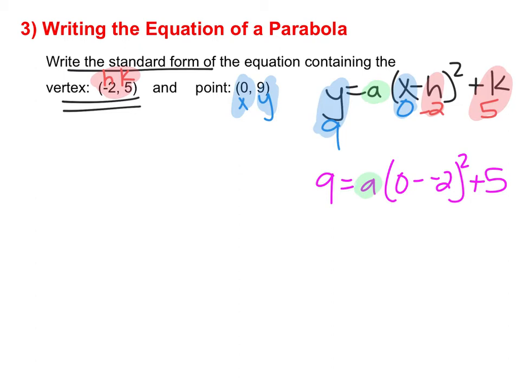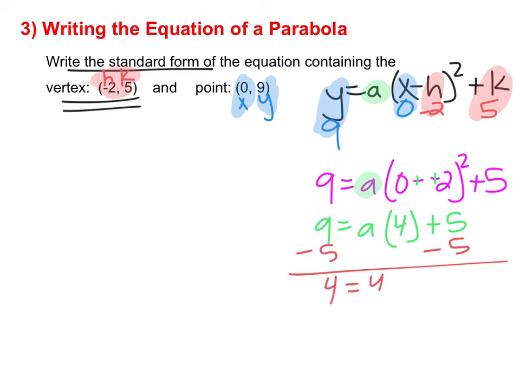So if we do that, we get 9 equals a times, this would be 2 squared, which is 4, plus 5. Subtract the 5 over, get 4 equals 4a. Nice whole number here. Looks like our a value is just 1.